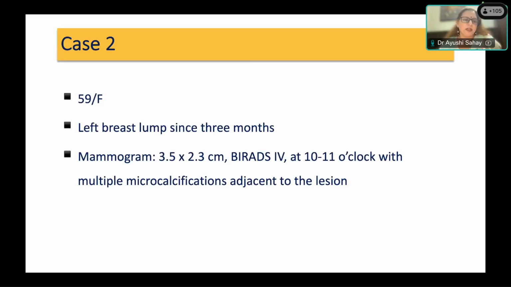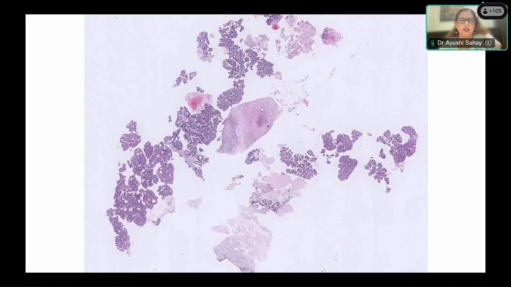This is a 59-year female who had a left breast lump history since 3 months, and on mammography there was a BIRADS 4 lesion with multiple microcalcifications adjacent to the lesion. So this is the biopsy provided to you, and Harshita, are you there? Yes, ma'am. So would you like to take this case? Yes, ma'am.